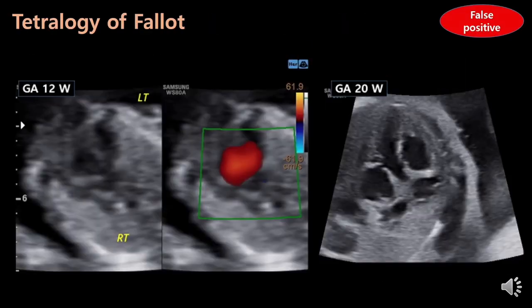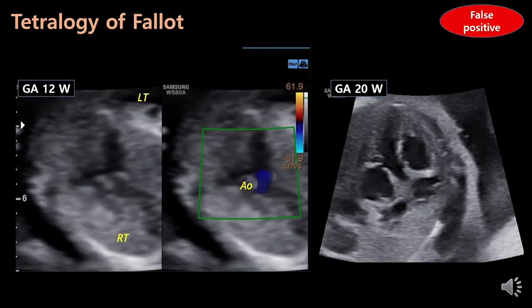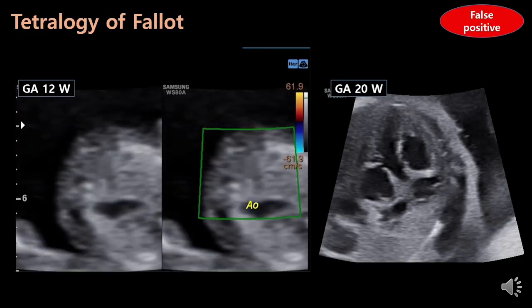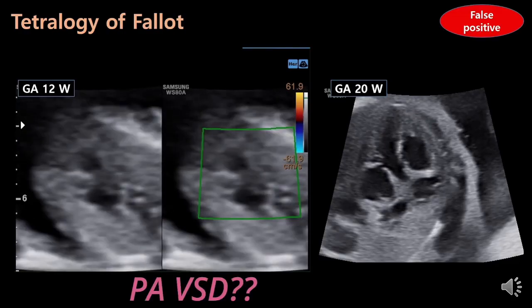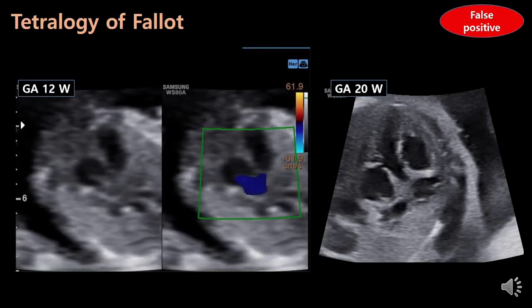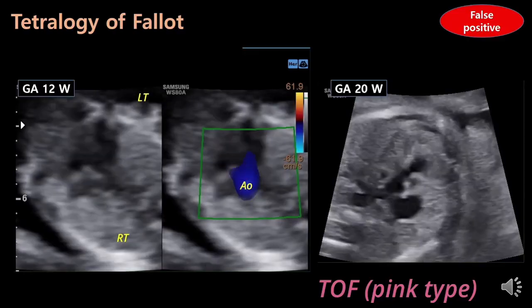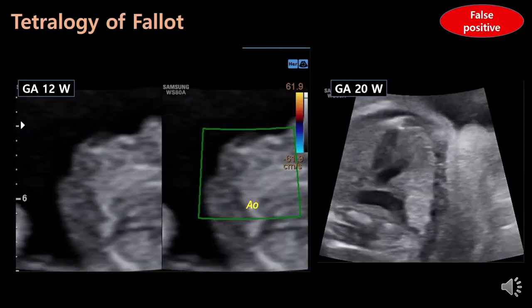This is another case of tetralogy at 12 weeks. She had no particular risk for congenital heart disease. You can see left side deviation of cardiac axis and blue-colored Y-shaped overriding aorta. I was not able to find pulmonary artery flow beside large aorta, which suggests pulmonary atresia, but it was due to my technical error because this fetus was pink TOF at 12 weeks. I should have tried to lower the PRF or to perform vaginal ultrasound.